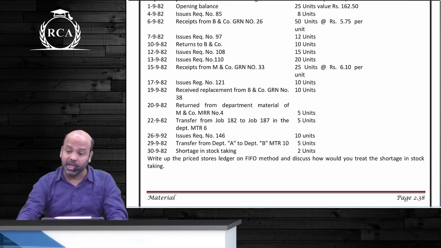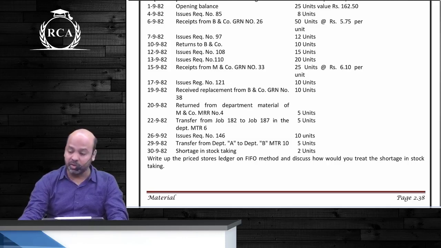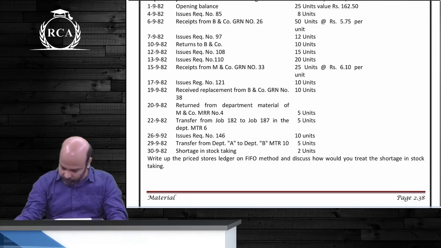The material might have been issued. They don't need it. They're giving it back to us. Who's giving it back to us? Production department is giving it back to stores department. What do you prepare for this? Store debit note or a store credit note.